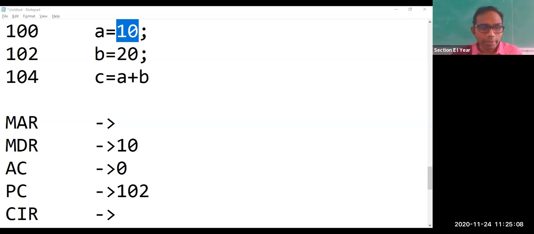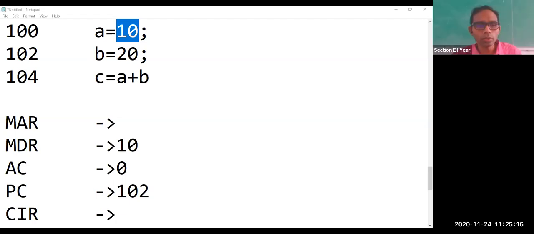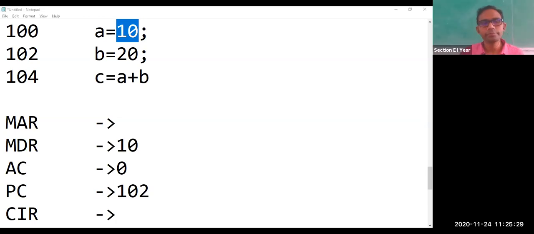Now, accumulator, what does it have? Intermediate result. Whenever you are moving the value, the result will be 10 here. Program counter, what is the next instruction? 102. 102 will be there. Now, what about CIR, the current instruction register? Which is the current instruction being executed? 100. So here you will be having 100. Any doubts till this part? No, sir. Very good. Now, suppose we are going to execute the next line.